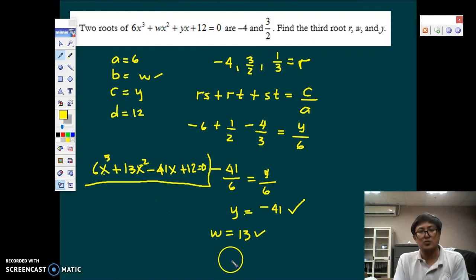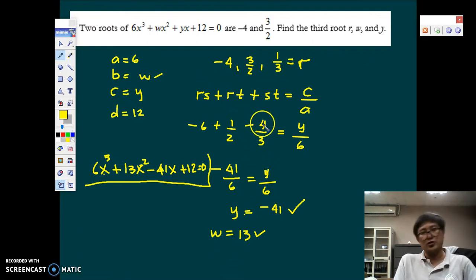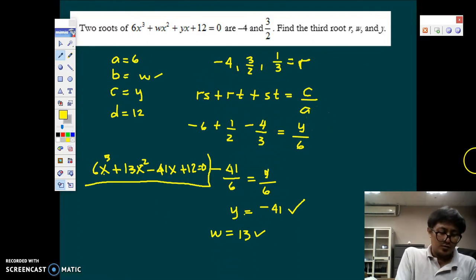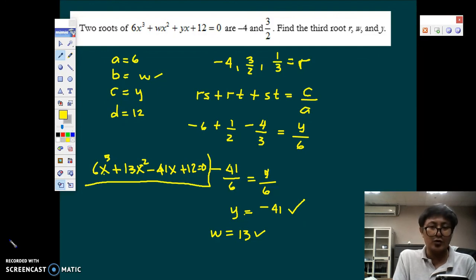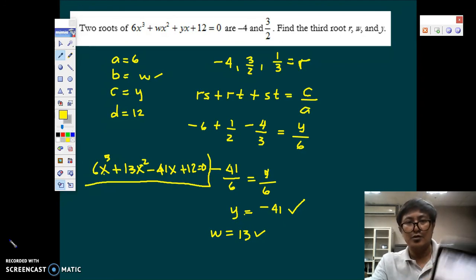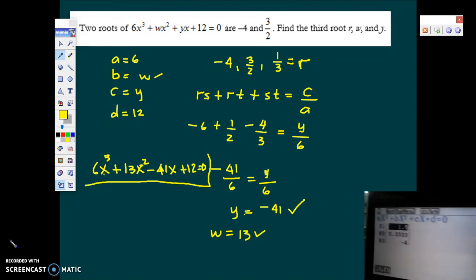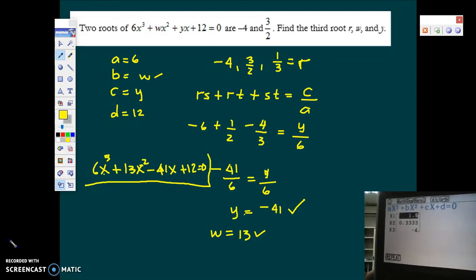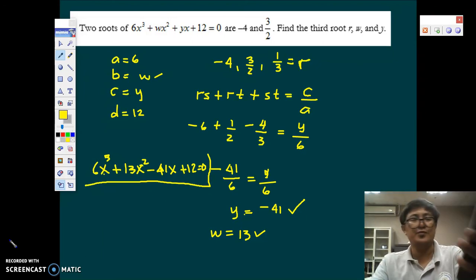I just want to check whether the roots are negative 4, 3 halves, and 1/3. And of course, if the roots are those roots, we are correct. We have 6, 13, negative 41, 12. So the roots are here, 1/3, negative 4, and 3 halves.